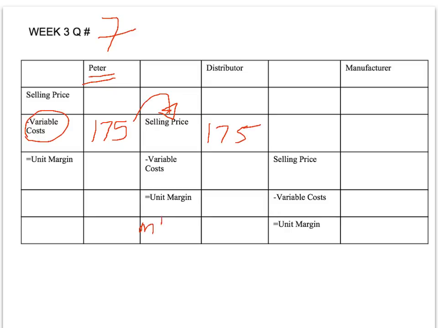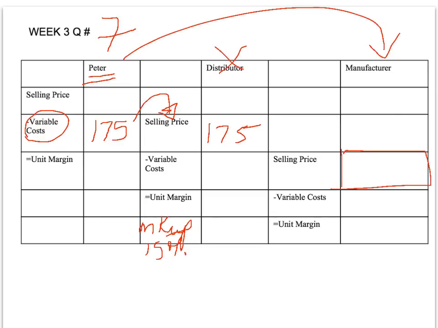The distributor marks up his product by 15%. Peter's thinking about buying directly from the manufacturer, so he wants to cut out the middleman, and he's wondering what the manufacturer's selling price is. This is easy to calculate.